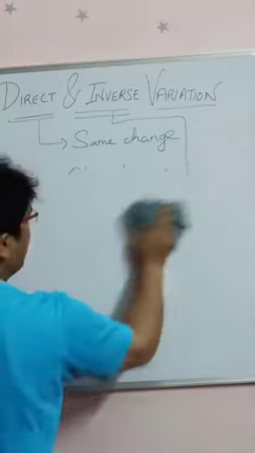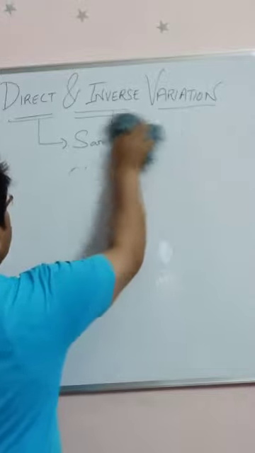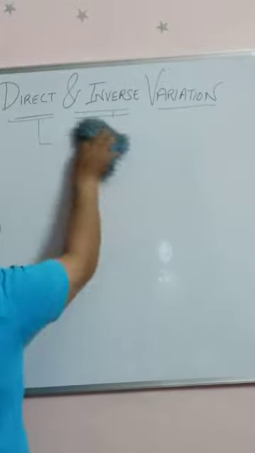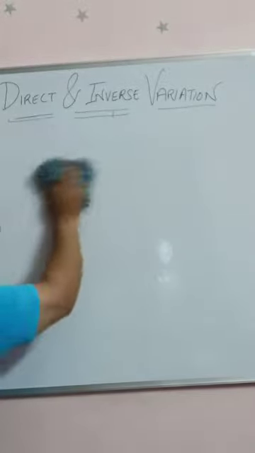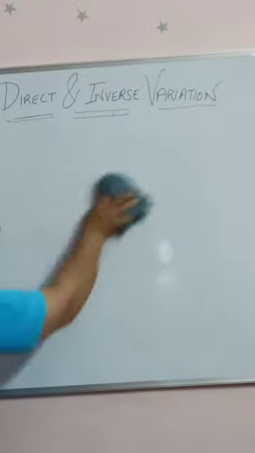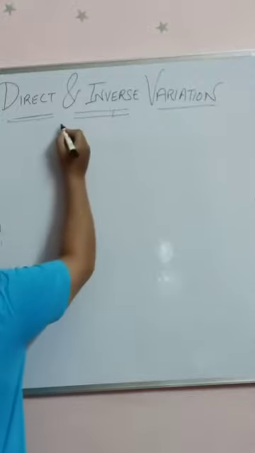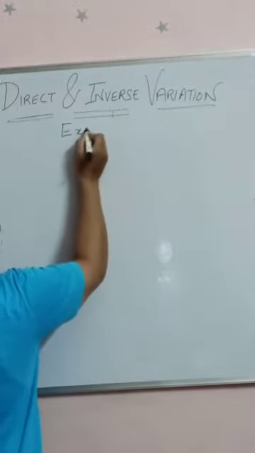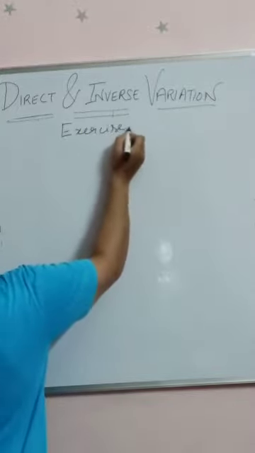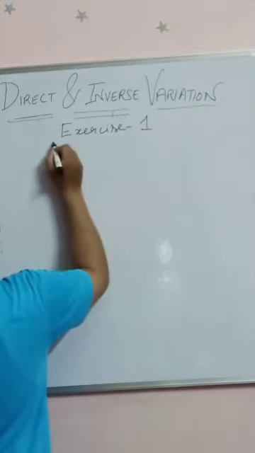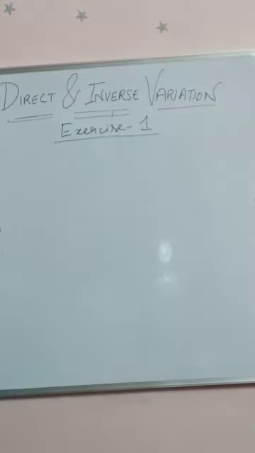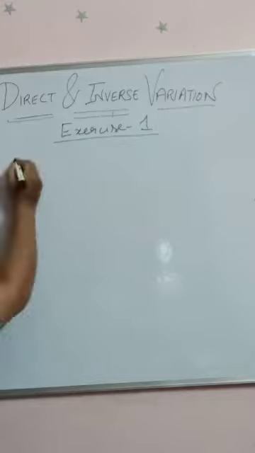I believe you are getting the concept. We are going to talk about the direct variation, that means the same sort of change in both the quantities, and inverse variation, in which an opposite change will be there. I'm going to start with question number 2, and the exercise number here is 1. So we are on exercise 1 for direct and inverse variation. I'm going to start with question number 2.